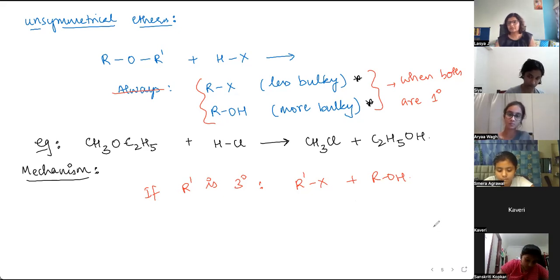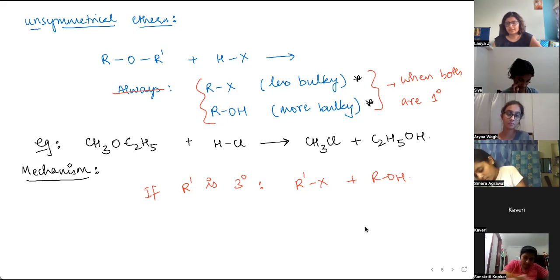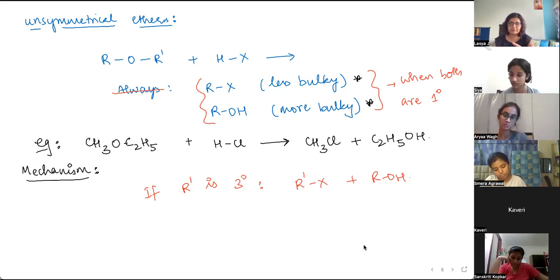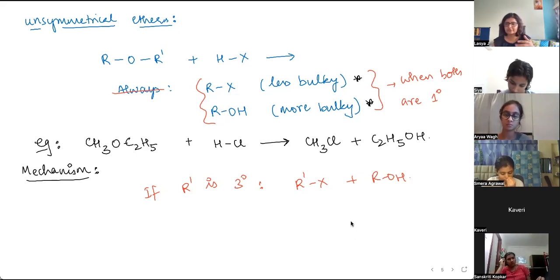Okay. Kaveri, Sanskriti. If it is secondary, then ideally it would depend on the reaction conditions. It's the same with our nucleophilic substitution also. If the medium is polar, then carbocation will be formed. If the medium is non-polar, then SN2 is favored. It also depends on steric hindrance conditions. So it's a case-to-case basis for the secondary.